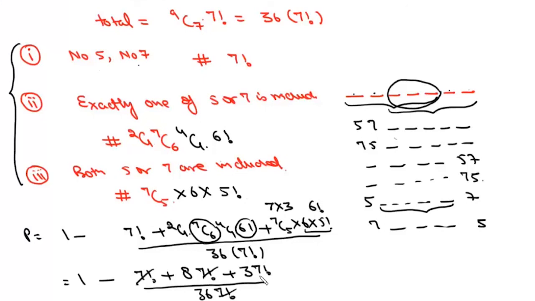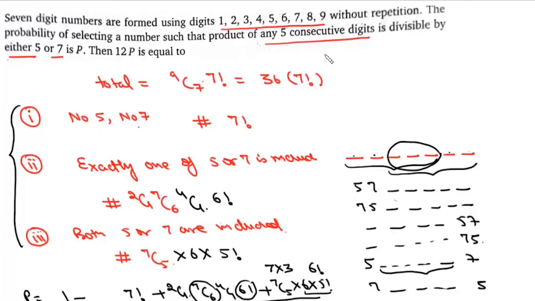Now this factorial 7 will cancel. So we can write this as 1 minus 12 by 36, which is 2 by 3. So the value of this probability is 2 by 3. Now we need to find the value of 12P. So 12P will be 12 into 2 by 3, which is nothing but 8, and that is the answer to this question.